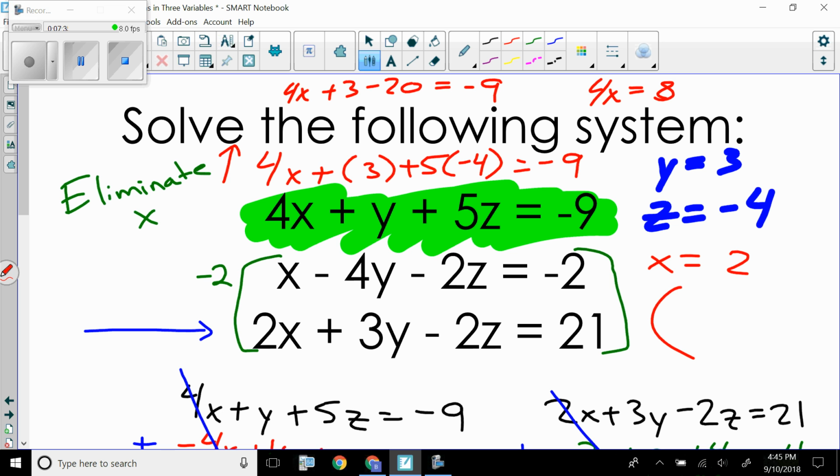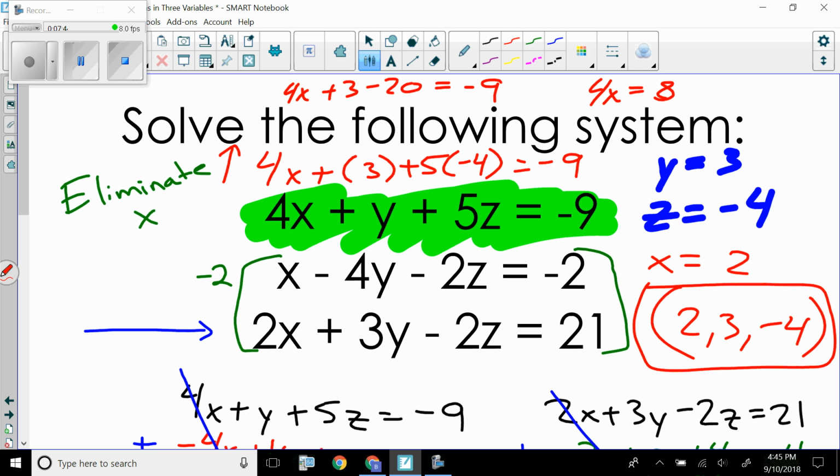Remember, I wanted it as an ordered pair, so that's (2, 3, -4). Okay, and there's my solution. Again, if we feel uneasy about it, we could check it by plugging it in to each one of the 3 original equations.